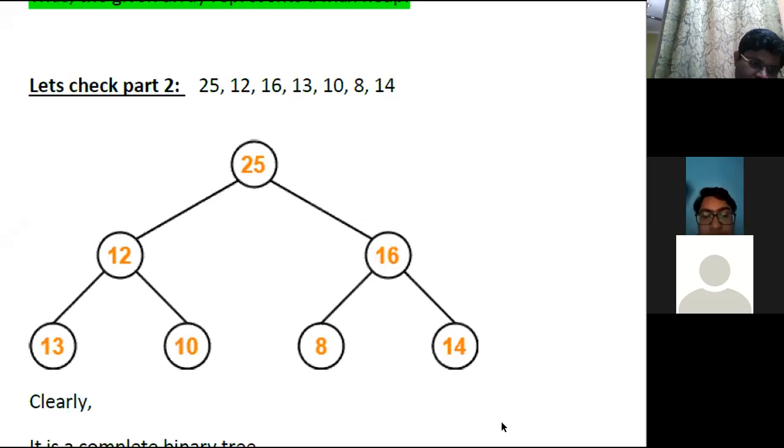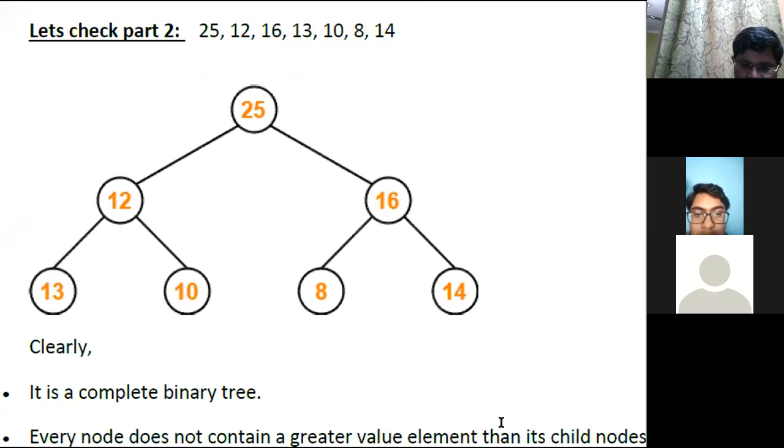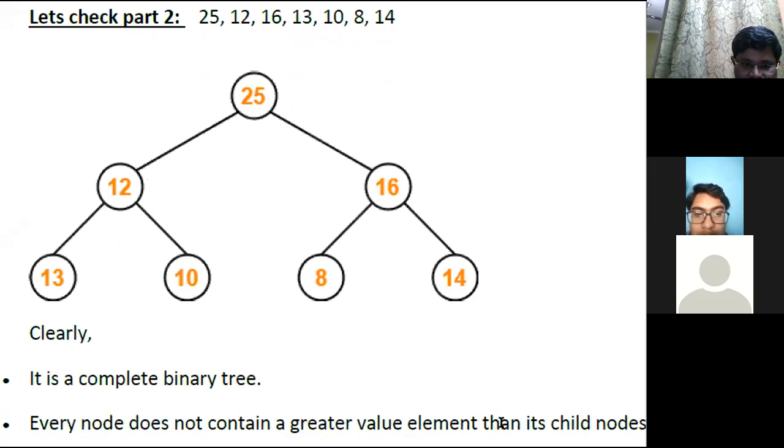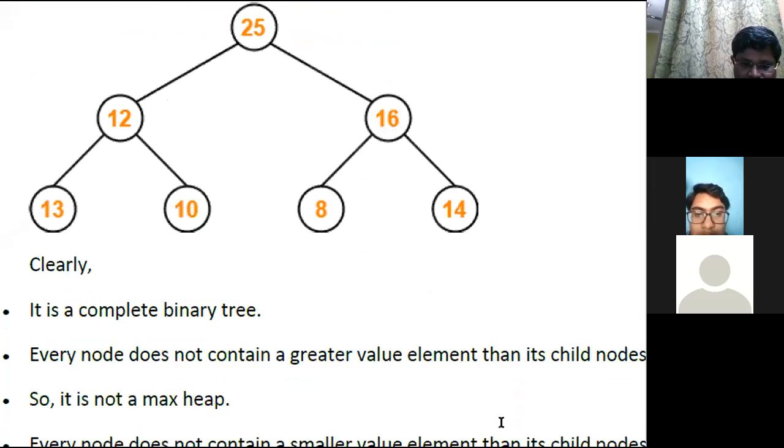Now we have to check whether this is a tree that holds the property of max heap or not. So we have to check first: is it a complete binary tree? Yes, we can say that it is a complete binary tree. And every node should not contain a greater value element than its child node. Why? Because if we check the node 25, yes, 25 is greater than 12 and 16.